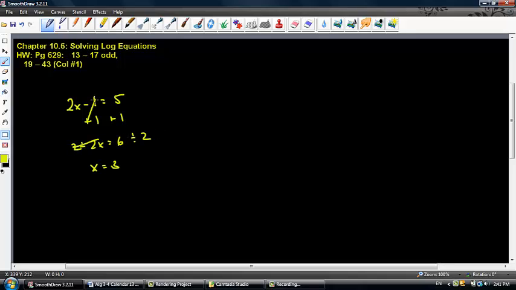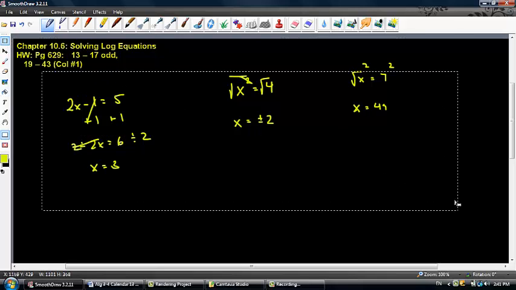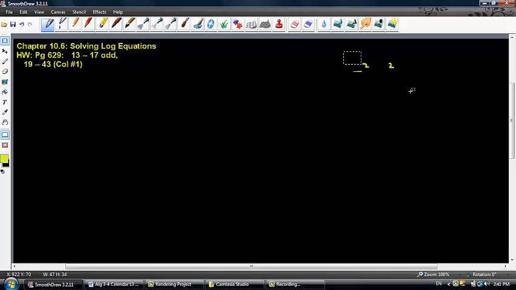Again, we used a bunch of different operations to get x by itself, and even something more simple than that. If I say x squared equals 4, you would know that to get x by itself, you need to square root both sides, so you get x equals plus or minus 2. Or if I said the square root of x equaled 7, you would know to square both sides, and x would equal 49. These are all easy operations to deal with.